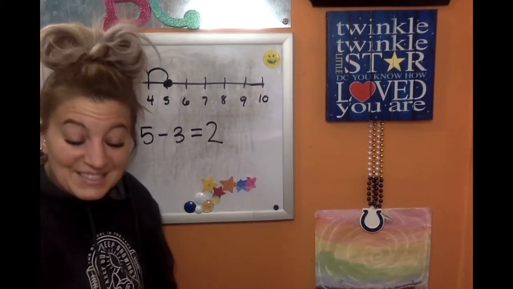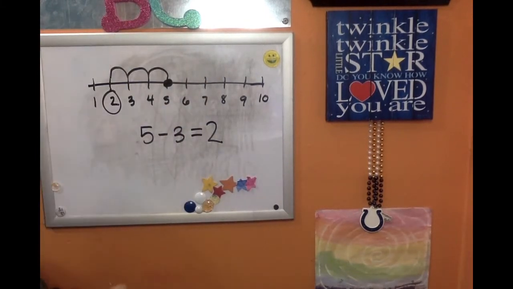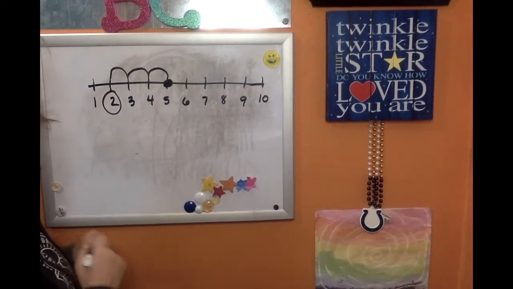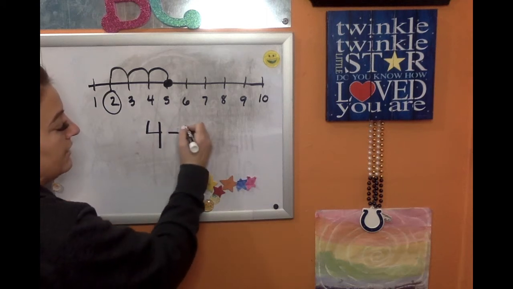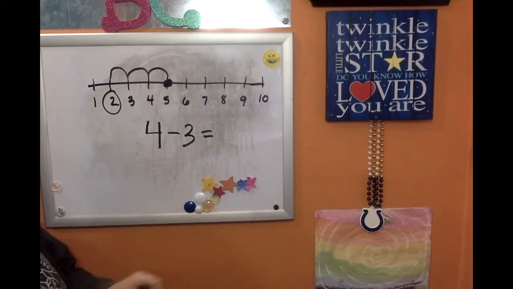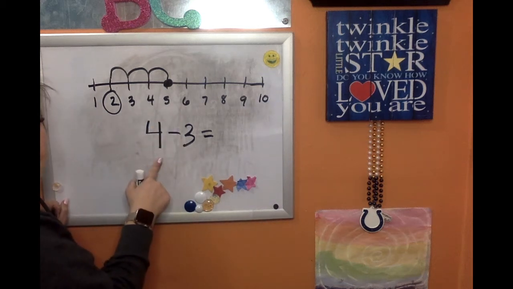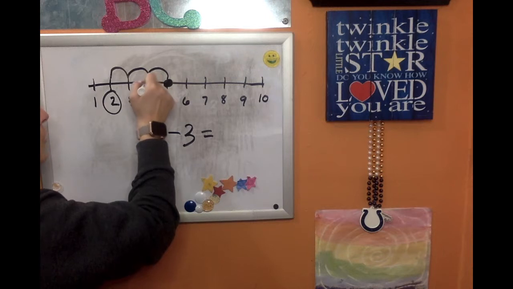Oh my goodness. Okay, write that down. The next thing we're going to do, our next problem is 4 minus 3. What is 4 minus 3? Here we go. What number do we start on? We start on 4.